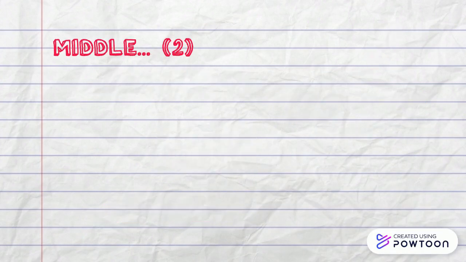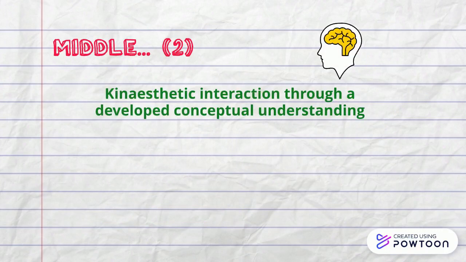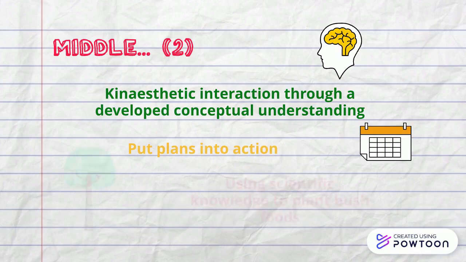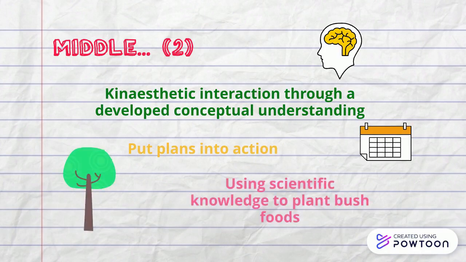This stage of the Sustainable Garden project involves kinesthetic interaction with students' conceptual understandings developed in the previous lessons. Here the students are able to put their plans into action and plant the native bush foods into the garden, keeping in mind what plants need to grow.